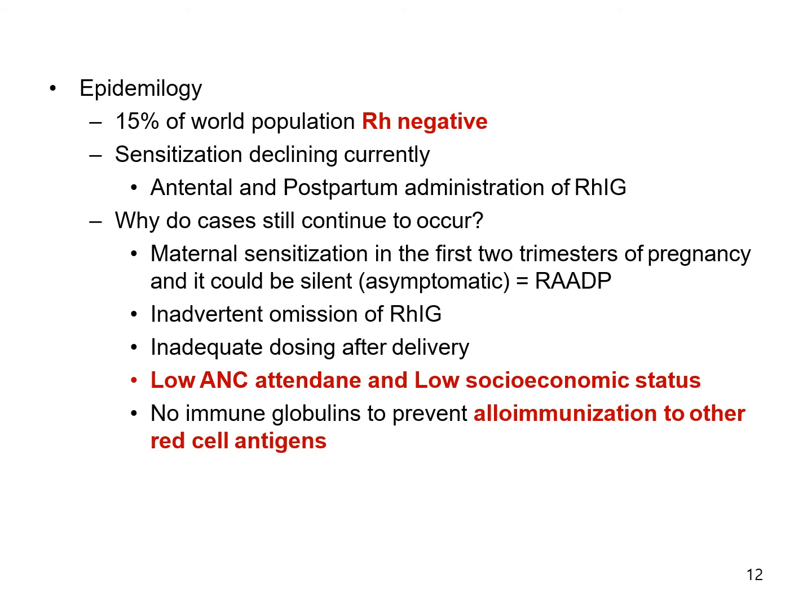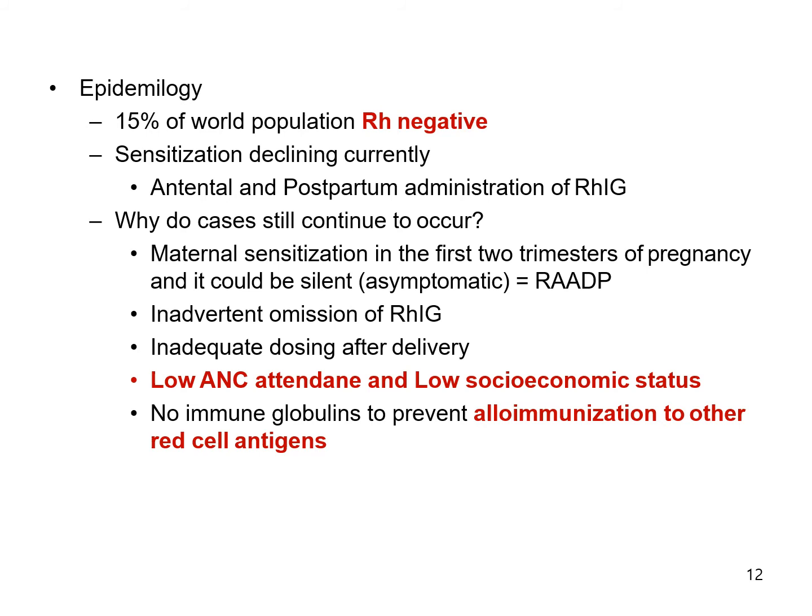Other causes include inadvertent omission of Rh immunoglobulins, missing the dose, or inadequate dosing after delivery. This could happen in cases of massive bleeding like abruption and placenta previa, in which the amount of fetal-maternal hemorrhage is high and the dose we give of the anti-D or the Rh immunoglobulins is not sufficient to destroy the fetal cells that cross into the maternal circulation. Also low antenatal care attendance and low socioeconomic status.